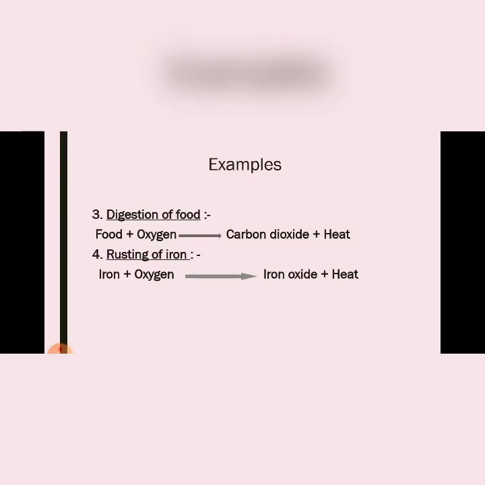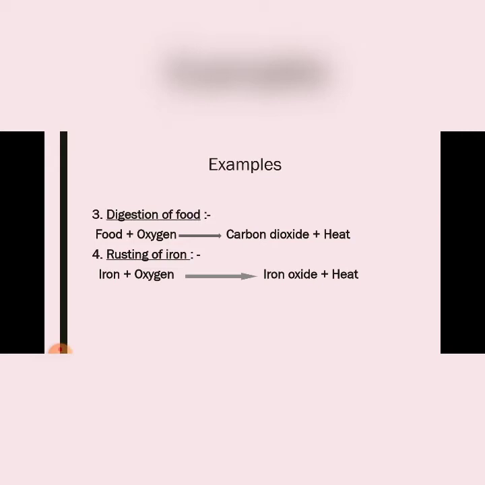See, digestion of food also can be considered as slow combustion, because in the process of digestion, the food which we eat combines with oxygen and forms carbon dioxide, and a small amount of heat is also produced in this process, but no light is produced. So, digestion of food also can be considered as slow combustion.